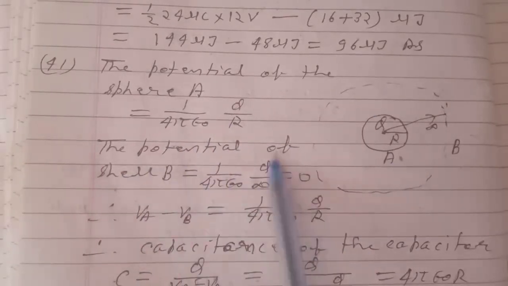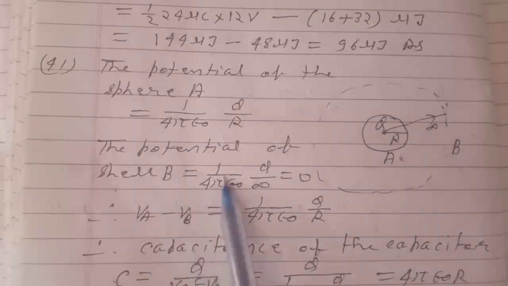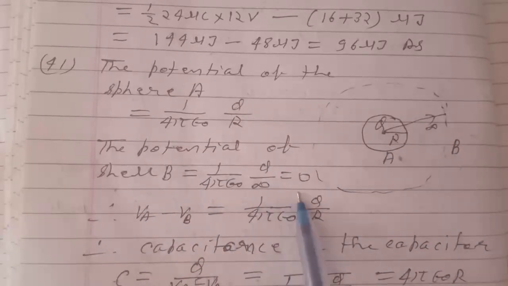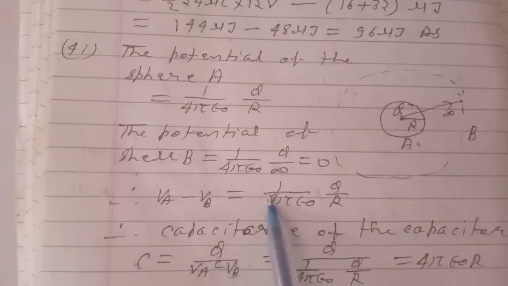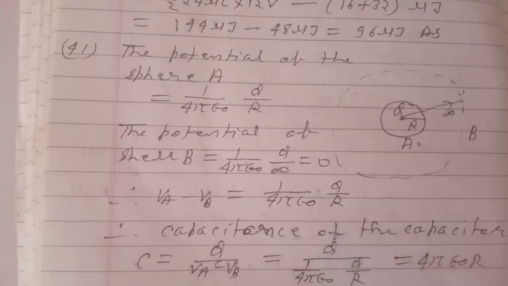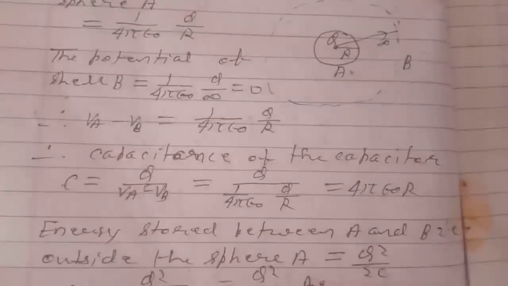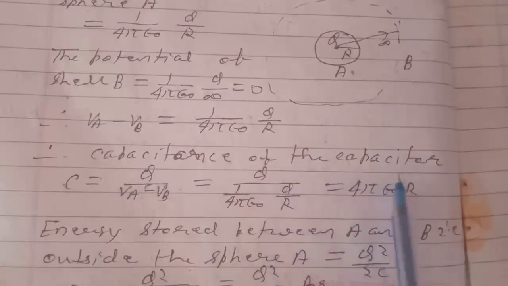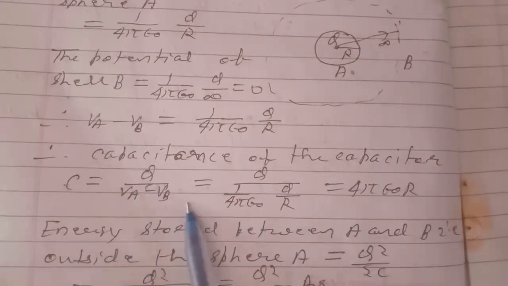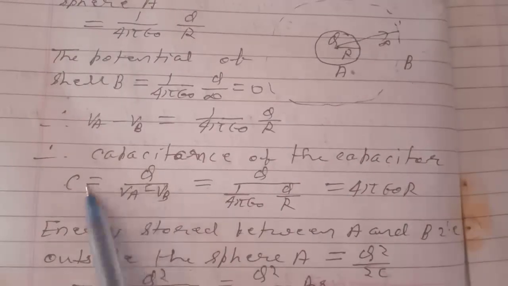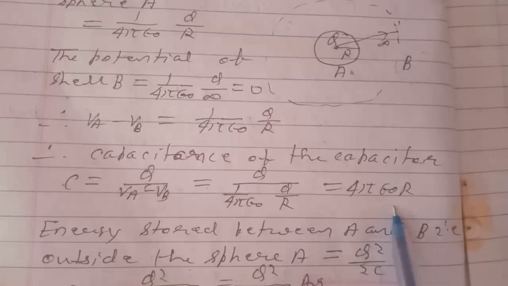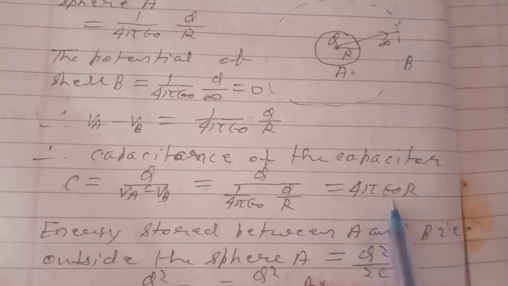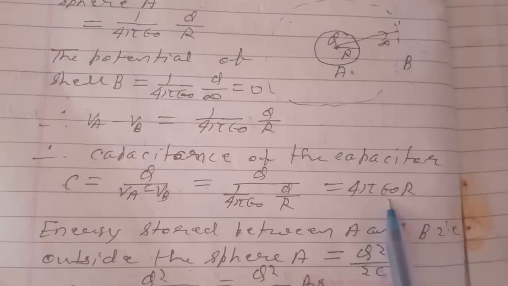and the potential of shell B, which is at infinity, will be 1 by 4 pi epsilon naught q by infinity equal to 0. Hence VA minus VB, that is the potential difference between these two, will be 1 by 4 pi epsilon naught q by r. Hence the capacitance of the capacitor C equals q by VA minus VB, which using the value gives 4 pi epsilon naught r. Hence this is the capacitance of a sphere of radius r with charge q.